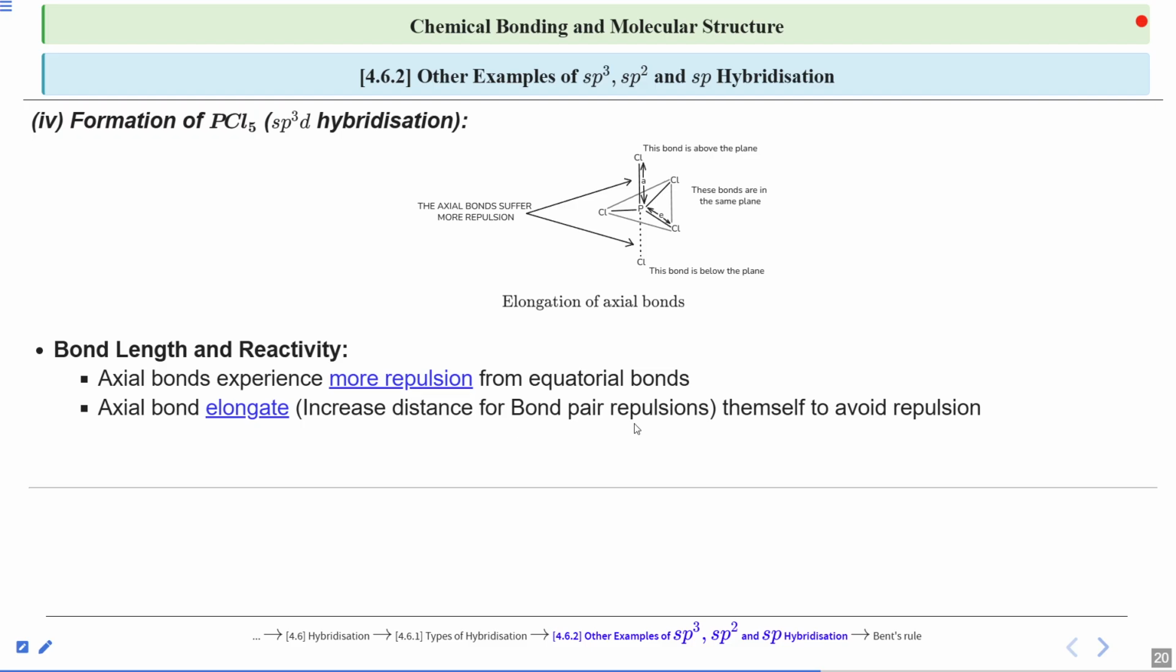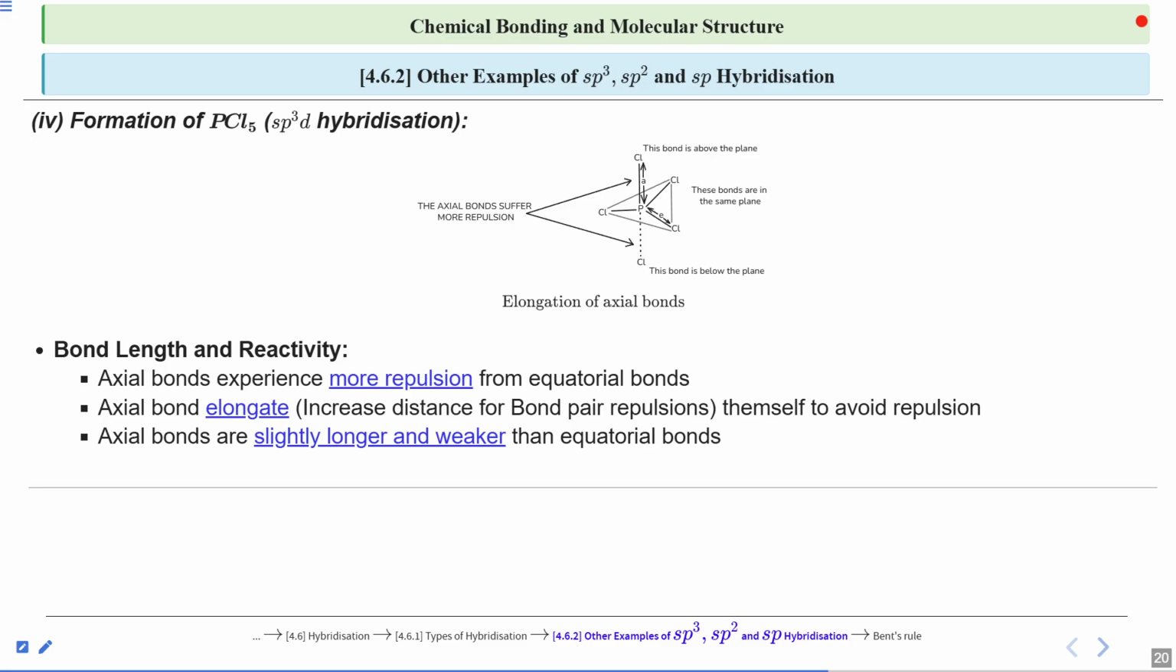Because they are having 3 bond pair repulsions. If you see the equatorial, they are experiencing 2 bond pair repulsions, one from the top chlorine and one from the bottom chlorine. But for the case of axial, there are 3 bond pairs at 90 degree to this axial chlorine atom. As a result, it is experiencing more repulsion and therefore this axial bond elongates, its distance is increased to reduce the repulsion.